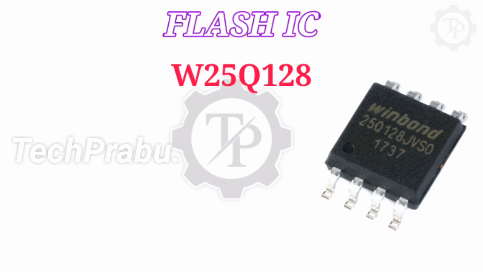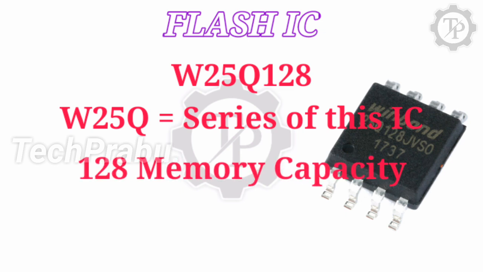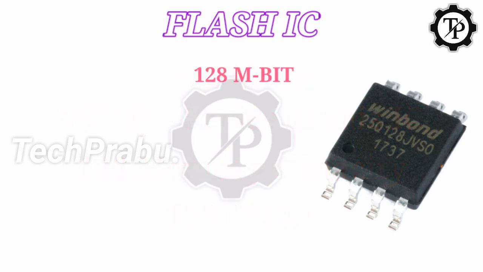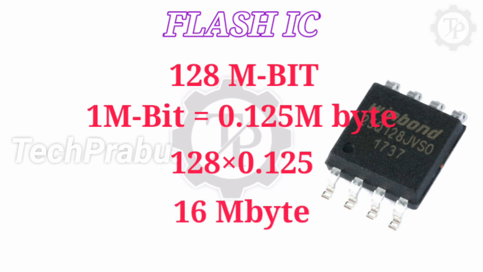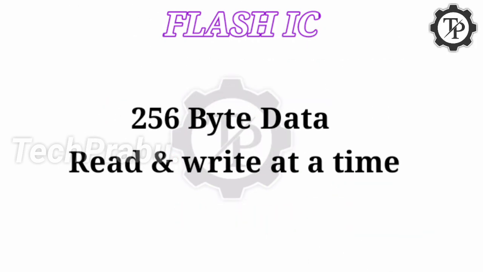Okay, for example, I will take a W25Q128 IC, in which W25Q is the series number of this IC and 128 is the memory capacity of this IC. It means 128 megabit. 1 megabit is equal to 0.125 megabyte. So 128 into 0.125 is equal to 16 megabyte. So this IC memory capacity is 16 megabyte. Like that you can calculate for all ICs. This IC can do 256 byte data read and write at a time.